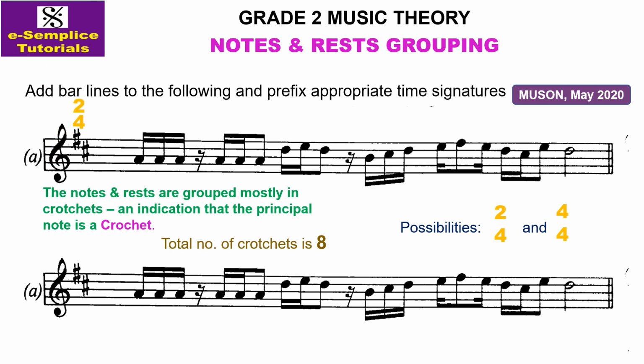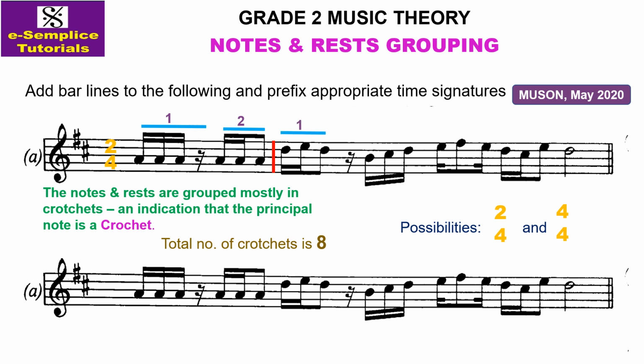So first, let's start with 2/4 time. Now remember, 2/4 means 2 crochets, so just count the crochets. Once you have 2 crochets, put a bar line. Now this is beat 1, that is a crochet, the first crochet. This is the second crochet, so that means a bar line has to come here.